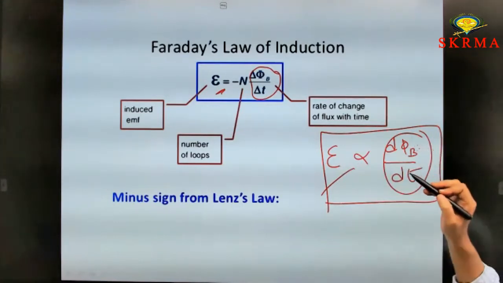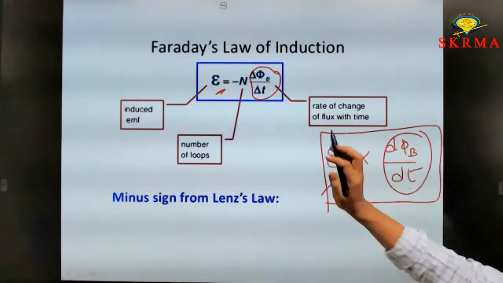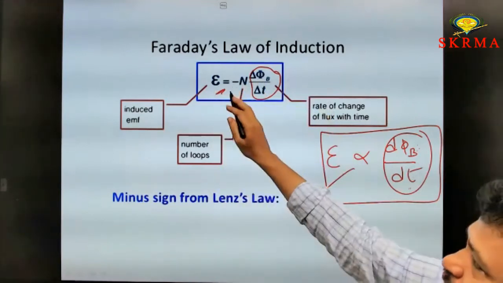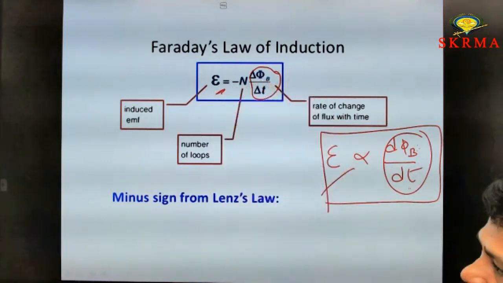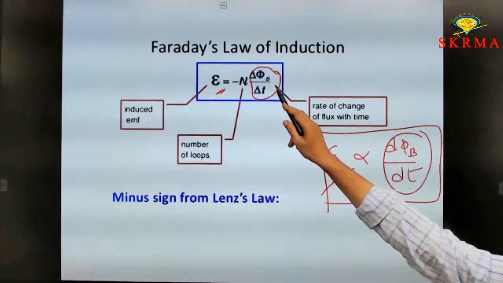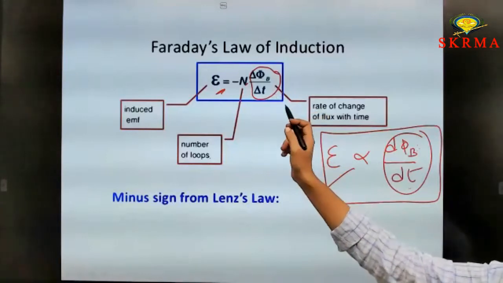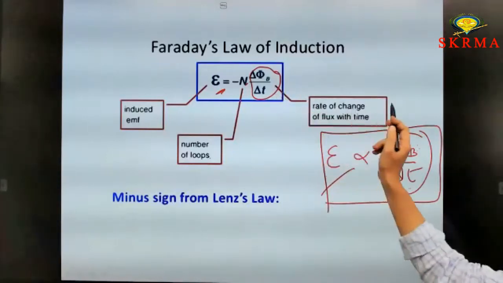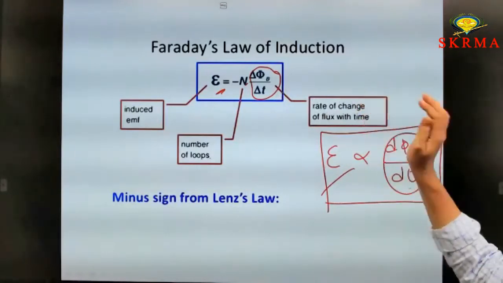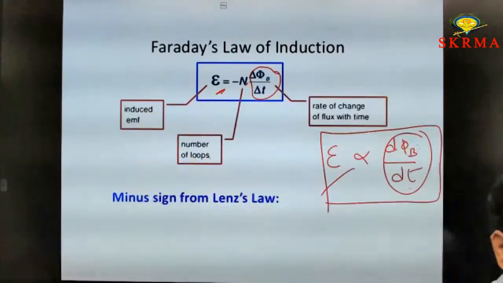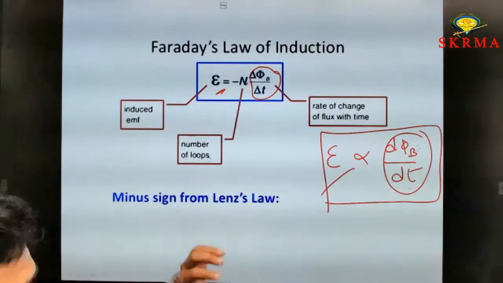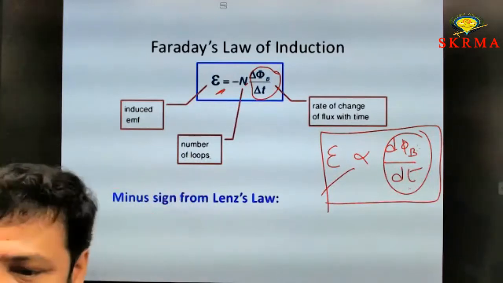Phi B represents magnetic flux changing with respect to time. For n turns, if the coil contains n turns, E equals n times delta phi B by dt. Here E is the induced EMF, n is the number of loops, and delta phi by delta t, or you can write it as d phi by dt, represents the rate of change of flux with time. Whenever the flux changes, EMF is automatically induced. That is the basic law, the basic Faraday law. This is very important. This is the basic thing in electromagnetic induction.